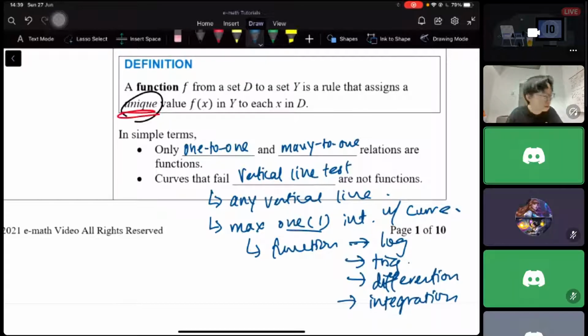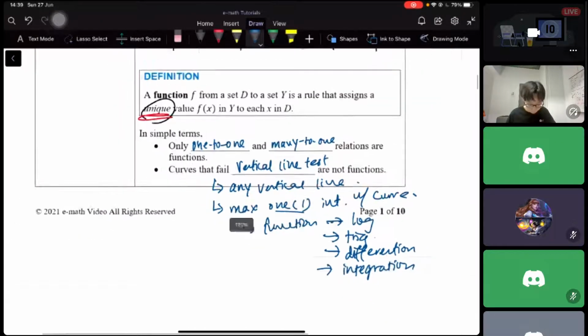Even though you might want to argue that, hey, for integration we have a plus c at the back, right? Isn't it changing the outputs? But what I will tell you is your c is always constant. It's always the same thing. Just that you don't know the value. So you will always only have one output. Okay. So these are all the functions that you will learn in the future.